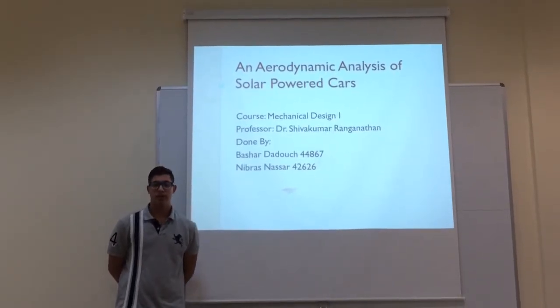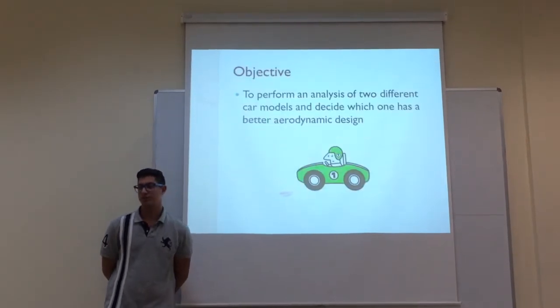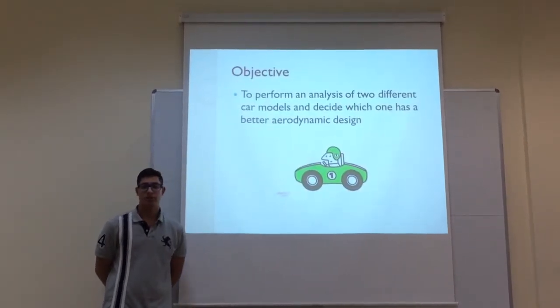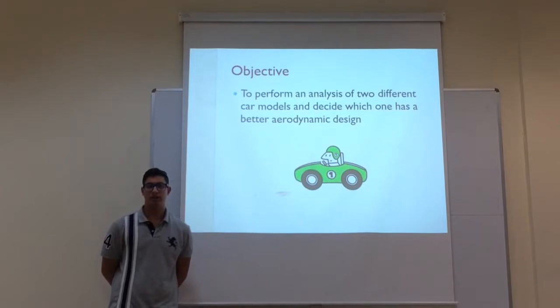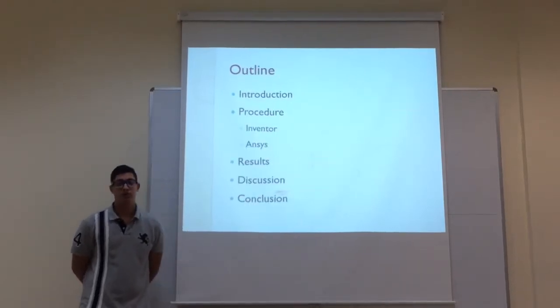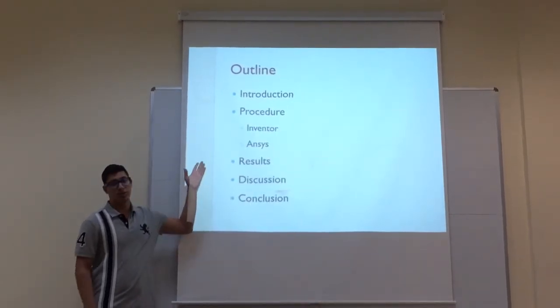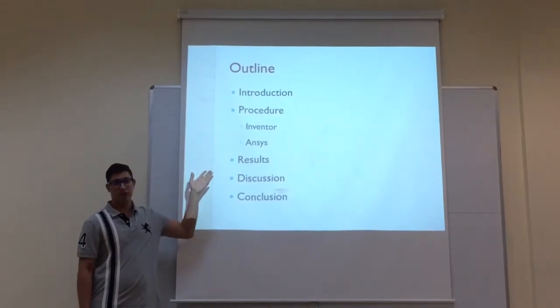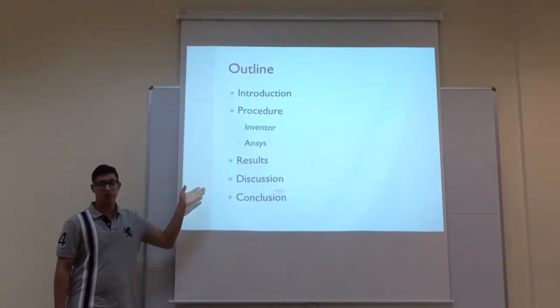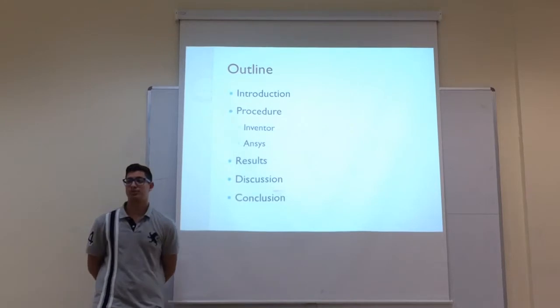We're going to be talking about the aerodynamic designs of solar cars. The objective of this experiment is to compare two solar cars and their aerodynamic designs. To do this, we'll first introduce the topic, continue with the procedure of both Inventor and ANSYS, talk about the results, discuss them, and then come to a conclusion.